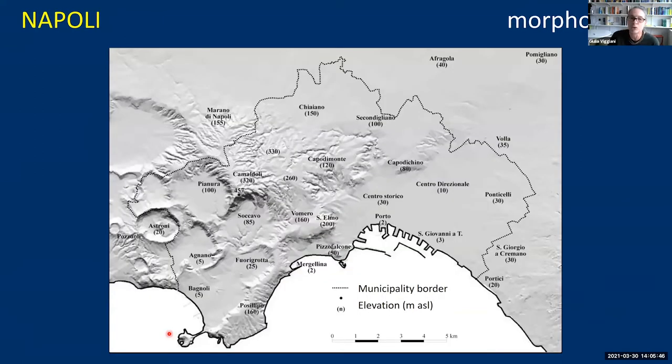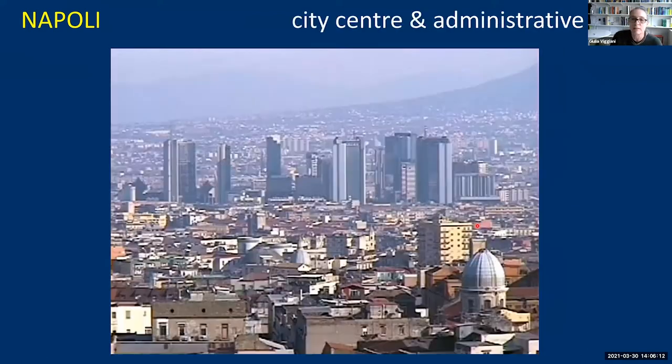And this is in part due to the morphology of the city, which is bound between the sea and the hills. In this map, you can see a number of ridges, these kind of circular hills that correspond to the ancient craters of the volcanic complex of the Phlegraean fields, which is located just west of the city. The lower town extends in the plains along the coast of the bay. And this is where the historical center and the administrative district with its high-rise buildings are located.